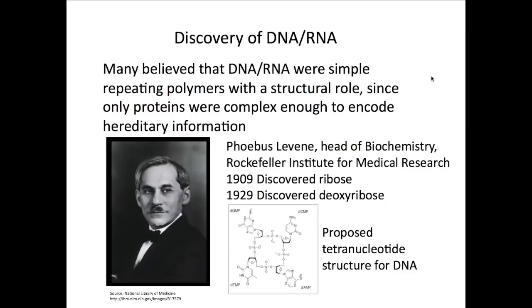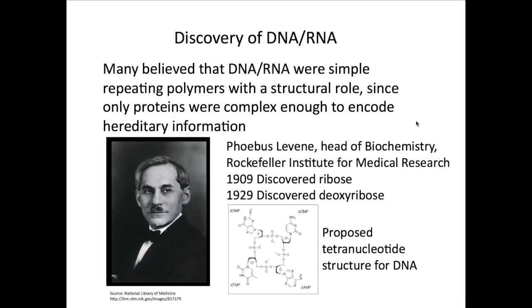A lot of the other details of the building blocks that make up nucleic acids were discovered over a fairly longish stretch of time. One of the features in this whole area is that at the time it was really thought that DNA and RNA were simple repeating polymers with a structural role and probably didn't have enough complexity to actually encode the hereditary information to confer such complicated traits as eye color and all the other features that seem to be inherited by organisms.